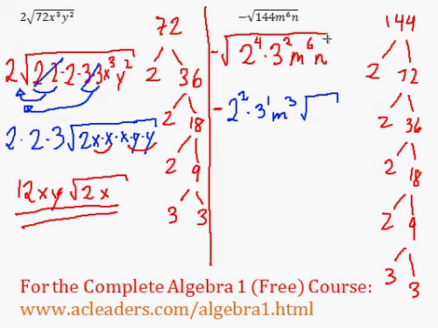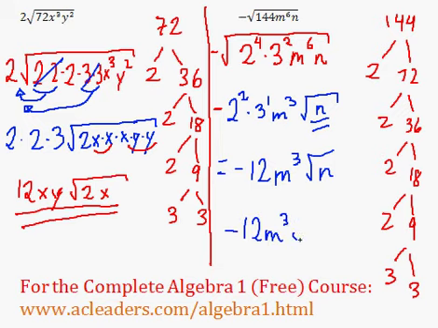And we still have the root of n. n is to the power of 1. That's an odd number. We don't want to divide it by 2, so we just want to leave it inside the radical. So let's simplify this slightly, make it look nicer. So we still have negative. 2 times 2 is 4. 4 times 3 to the 1. 3 to the 1 is just 3. So 4 times 3 is just 12. We still have the m cubed root n. So the fully factored mixed radical form of negative root 144 m to the 6 n is just negative 12 m cubed root n. And at this point, we're done.